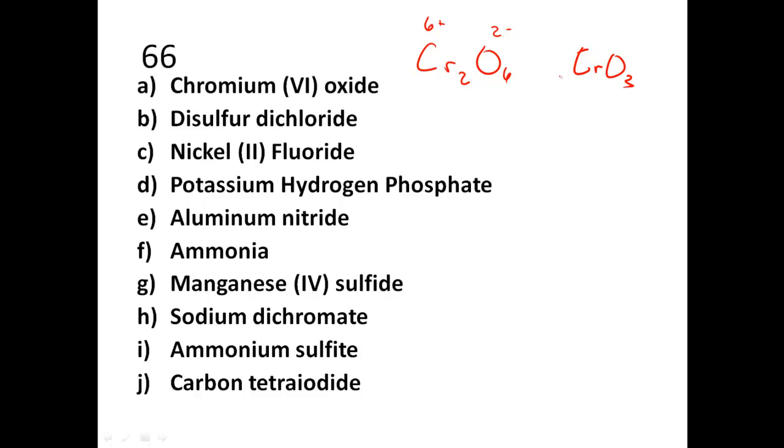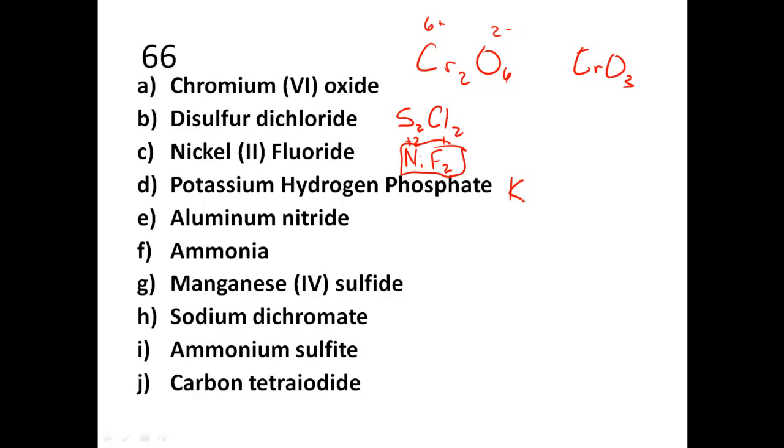So disulfur dichloride, that's going to be easy. Disulfur dichloride. Nickel 2 fluoride, nickel 2 fluoride. Nickel is plus 2 in this case, fluoride minus 1, so we have to have 2 of the fluorides.